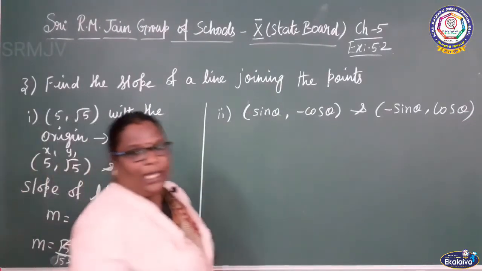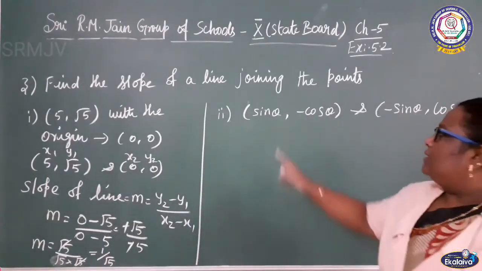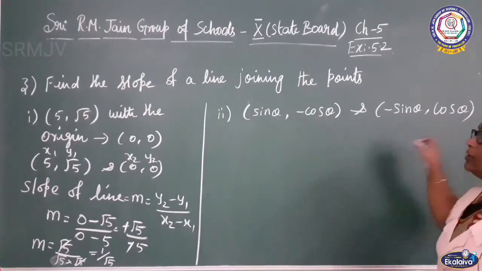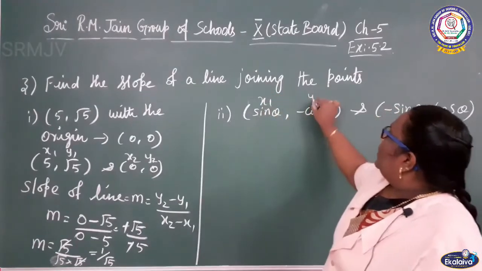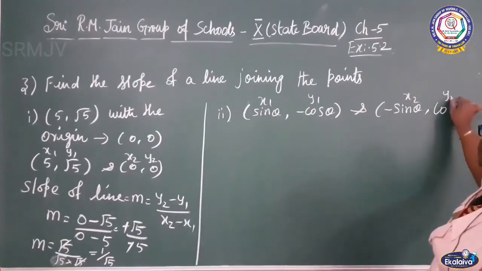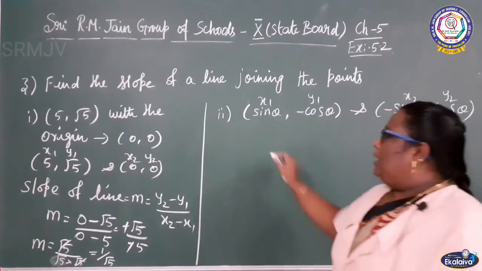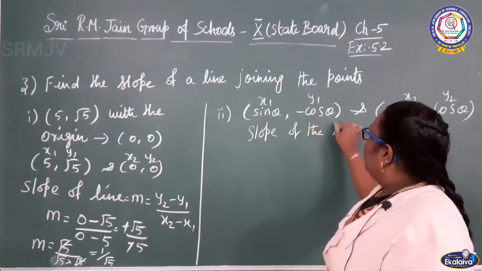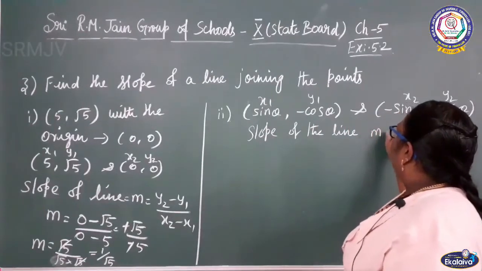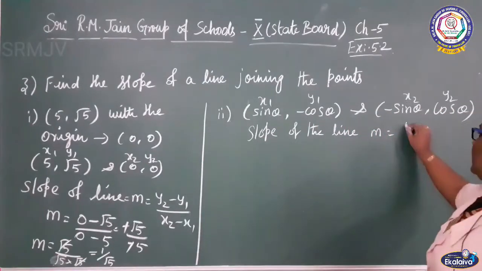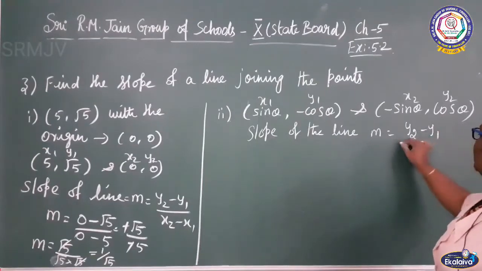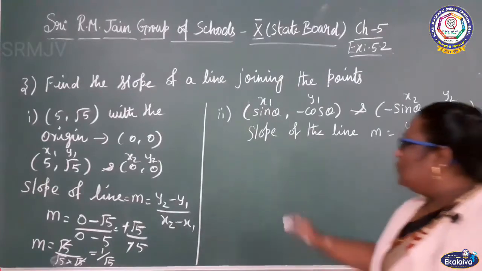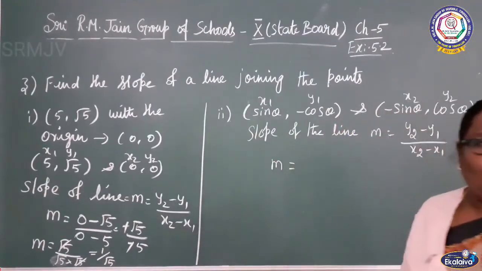Now you move on to the second sum. What is the second one? Sin theta, minus cos theta, and minus sin theta, cos theta. You can take this as x1, this is y1, and this is x2 and this is y2. Then m equals the slope of the line. What is the formula? y2 minus y1 by x2 minus x1.